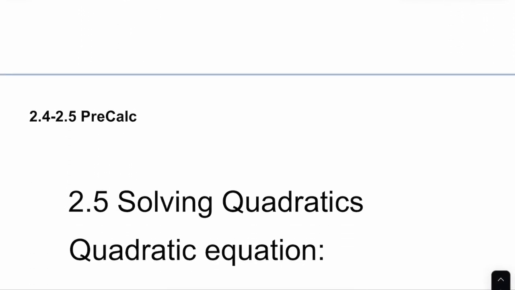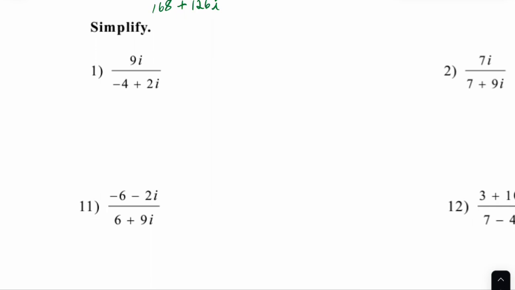Then I would like to also do with you right now number 1 and number 11, and then you'll have the rest of class to work on these. So everybody, let's look at number 1. The bottom piece has two pieces to it. Put it in parentheses. Remember, we are going to multiply by the conjugate. The conjugate just changes that middle sign only. So multiply top and bottom by minus 4 minus 2i.